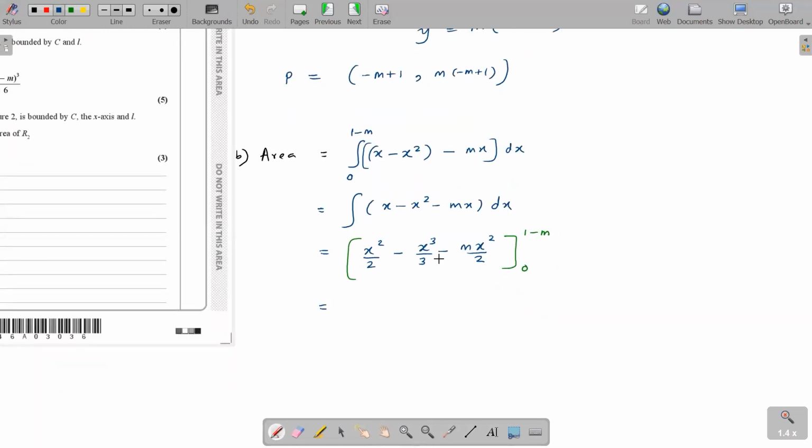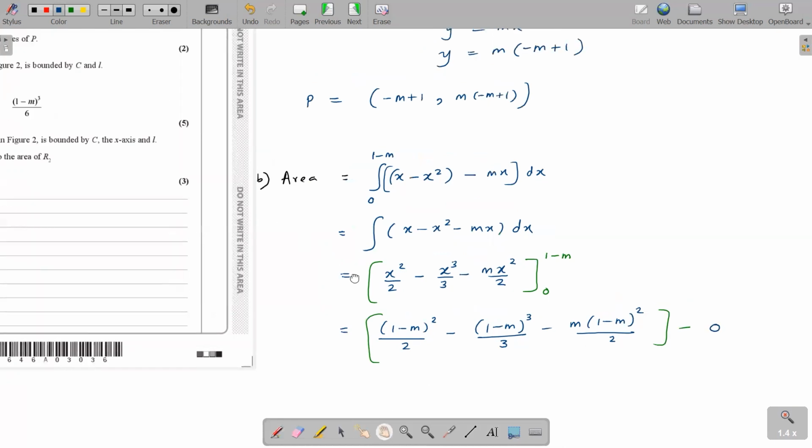First, we'll replace all the x values with 1 minus m. So (1 minus m) square over 2 minus (1 minus m) cube over 3 minus m times (1 minus m) square over 2. So this is the first one, first limit. And then subtract the second limit. You must replace all your x values with 0. What happens? When all the x values are replaced by 0, you can see everything becomes 0 here. So there's nothing we can take from there.